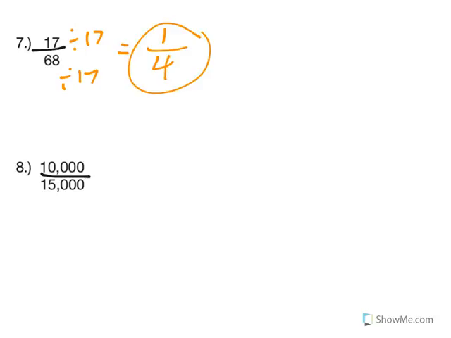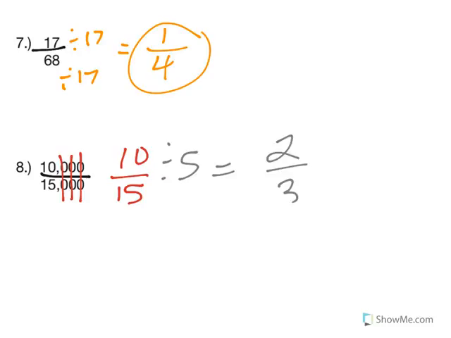Number 8, using the 0 trick, cross out zeros top and bottom. And so that easily reduces to 10 over 15. Both of those are divisible by 5, and so my final answer is 2/3.